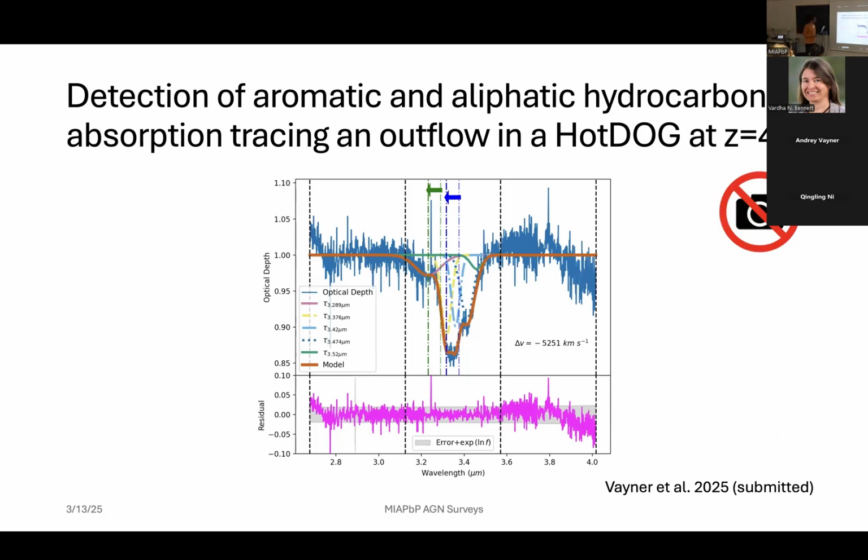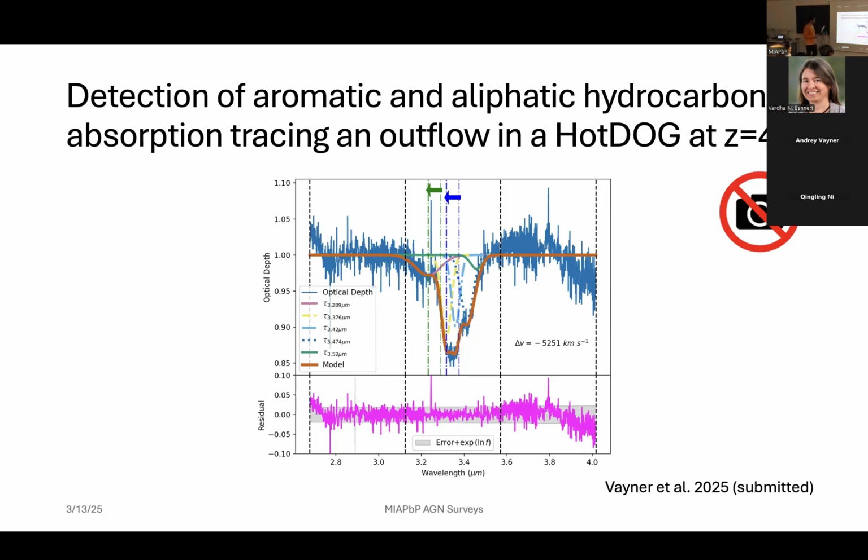This is looking at this exact same hot dog that I just showed before. And in the MIRI spectrum, this is rest frame wavelength of about 2.8 to 4 microns, we see this feature, which is consistent with absorption from PAH, from the 3.3 and from the 3.4 feature that most of you have probably seen in the mission.